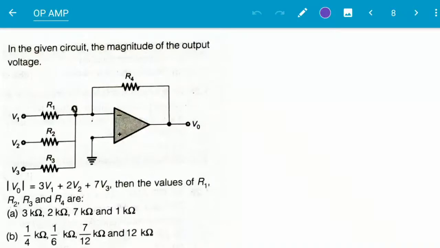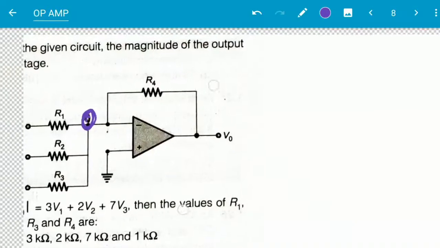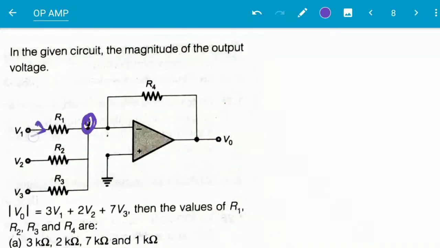Next question. In the given circuit, what will be the magnitude of the output voltage? Here V1, V2 and V3 are given, and the corresponding resistances are given in the circuit. At this point the current will be the sum of the currents from these branches. Suppose I am getting the current I here, the same current will flow through this, because no current will flow into the op-amp. So I will be equal to the sum of all the currents.